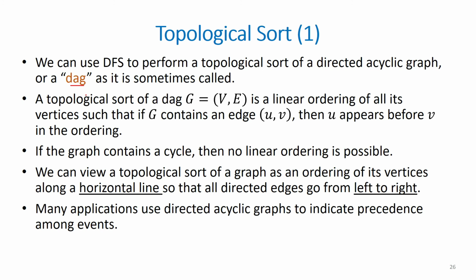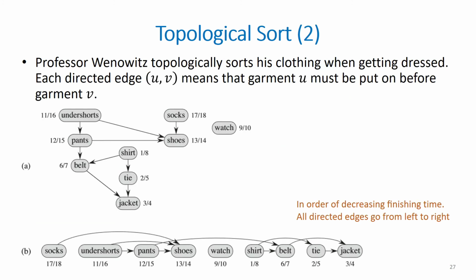The practical implications of topological sorting are when we want to add precedence to a sequence of actions. Every morning, suppose Professor Winowitz prepares the clothing he needs to wear in the order shown in figure A. He first selects his shirt, then a matching tie, then a jacket, and so on. Running DFS on this graph and ordering the items in the descending order of their finishing times, we get the topological sort of the selections, and this tells Professor Winowitz which clothing to put on first and in what order. Note that all the edges go from left to right in the topologically sorted graph.